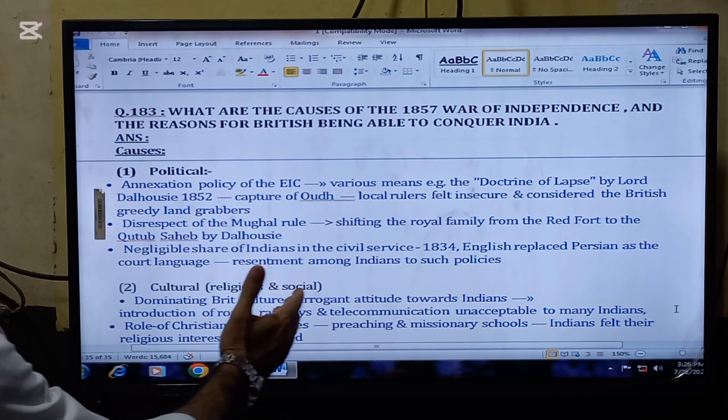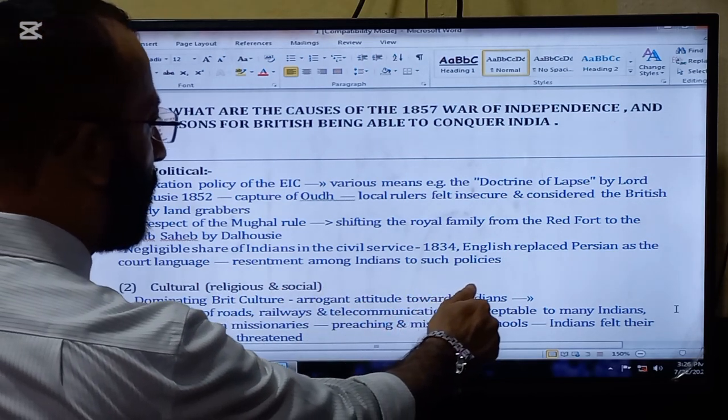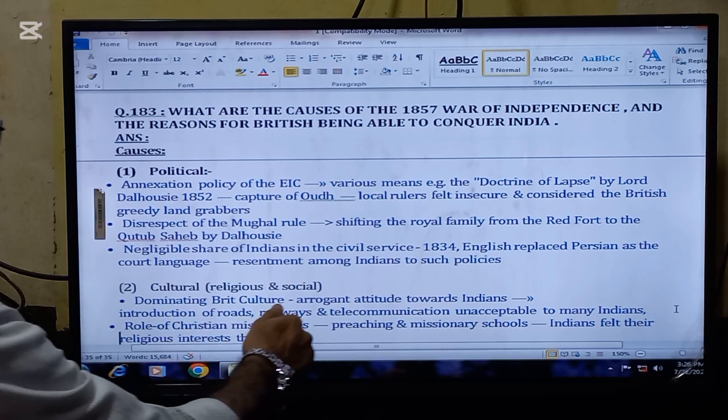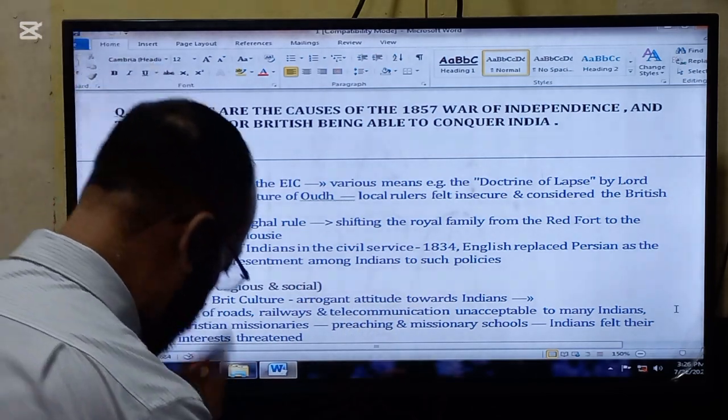Negligible share of Indians in the civil service. In 1834, English replaced Persian as the court language. Resentment among Indians to such policies.